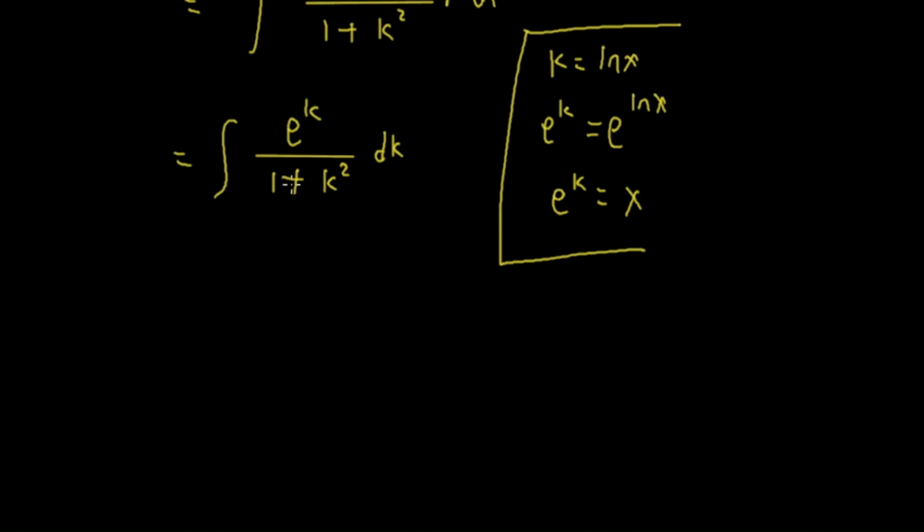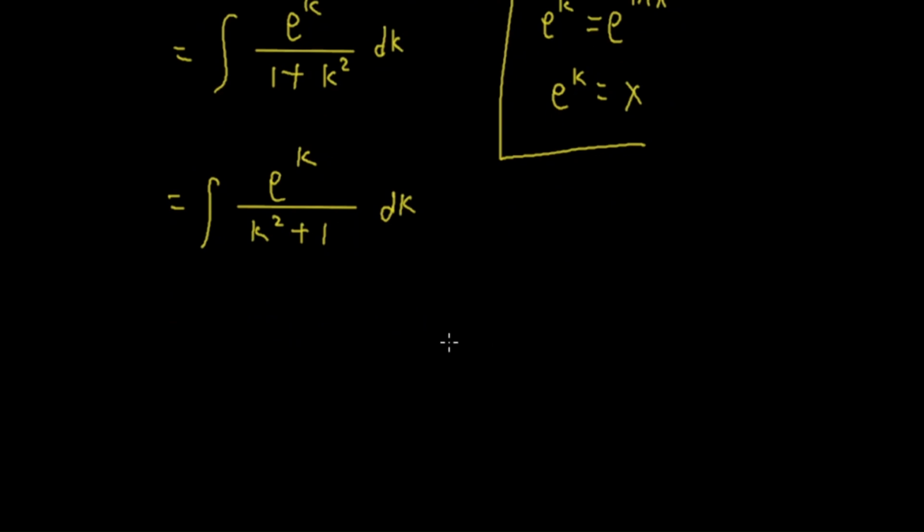Maybe we can try to factor 1 plus k squared, right? Because this is k to the power of 2. If it's k to the power of 1, it may be a lot easier, right? Maybe I can rewrite this like that. Integral of e to the k over k squared plus 1 dk. Okay, now, how do we factor k squared plus 1? It will be easy if it's k squared minus 1, right? Because that's just a difference of squares. But not really, this is plus. So what do we do?